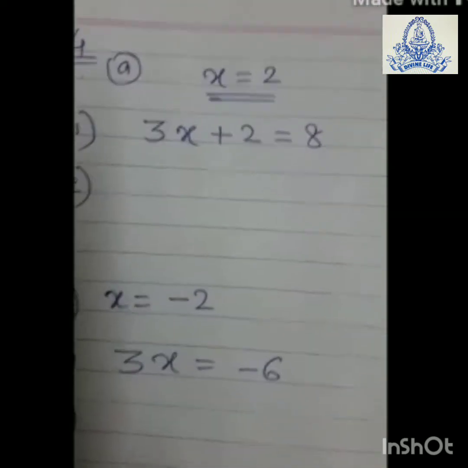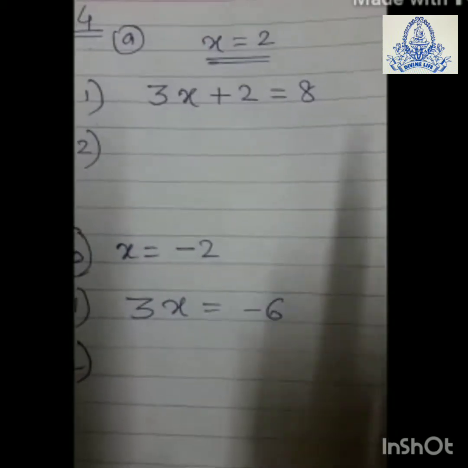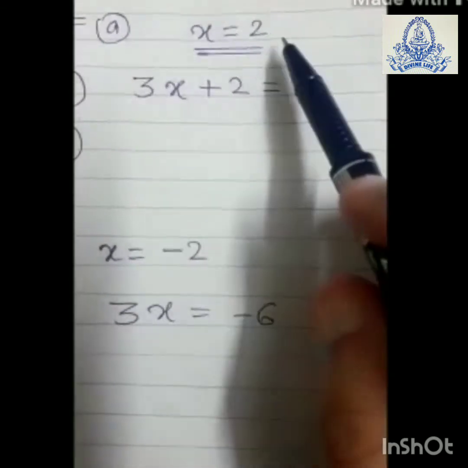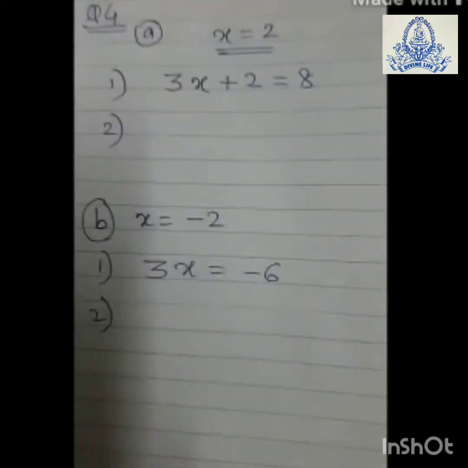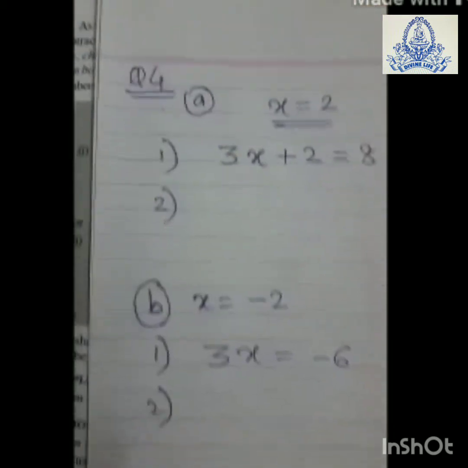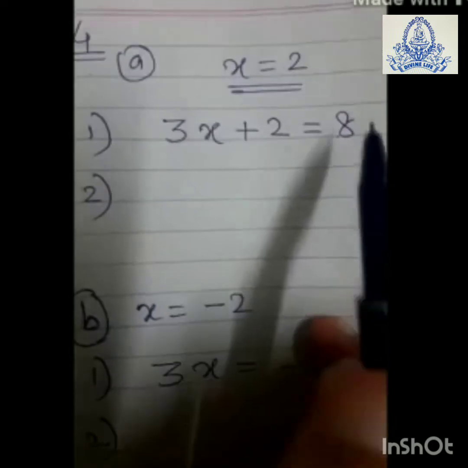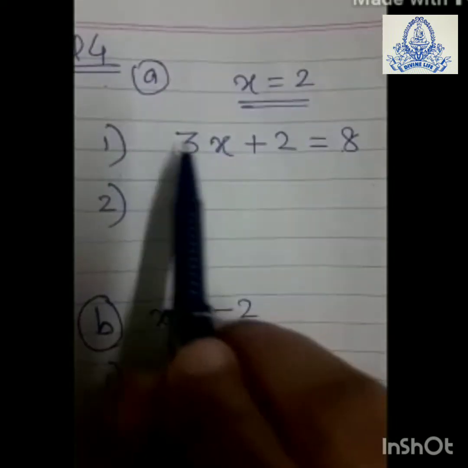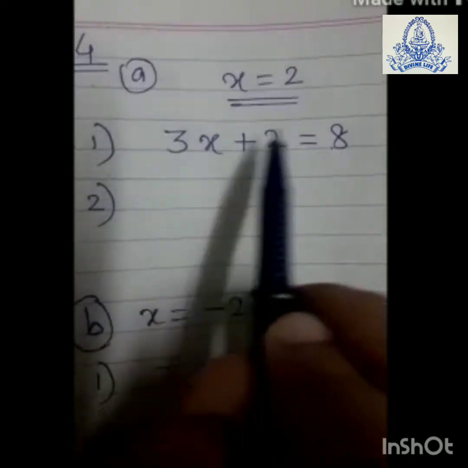Now see the last question, question number 4. In question number 4, what you have to do is make 3 equations whose solutions are given. x is equal to 2 is the solution given, and from this you have to make 3 equations. Okay, so see, first I have made one here. If you put x is equal to 2 in this equation, you will get RHS is equal to 8. Put 2 here, 3 into 2, 6, plus 2, 8.